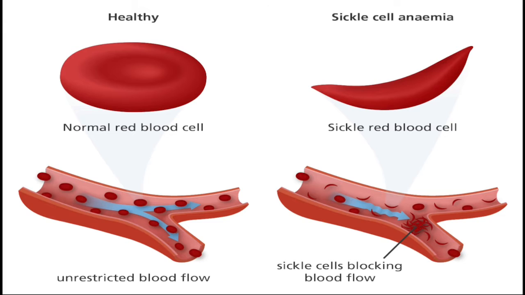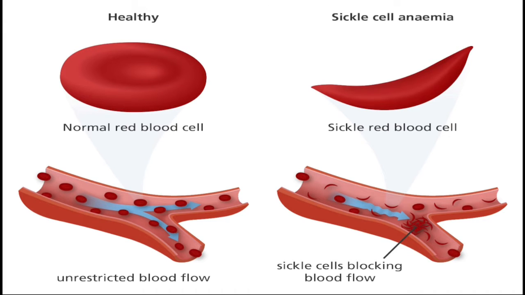Right here in this picture, as you can see, there are the round-shaped red blood cells, which are the healthy blood cells, or as known, normal red blood cells. And right here on the other side, you will see the one that is shaped like a banana. It's the sickle cell anemia, or the sickle red blood cells, which is the one that is infected.